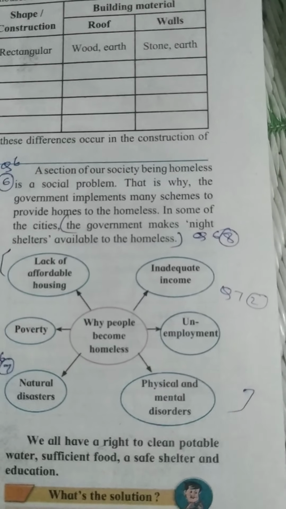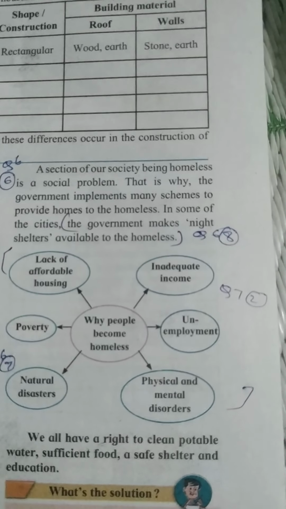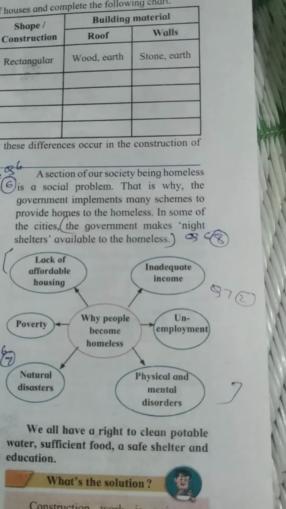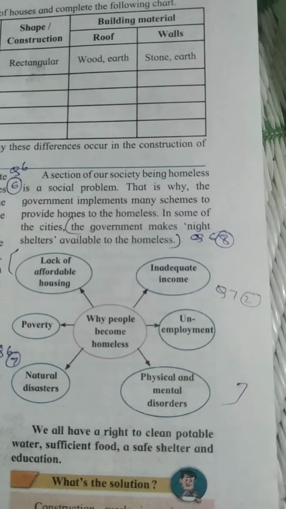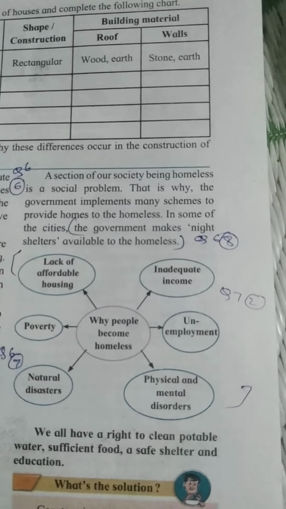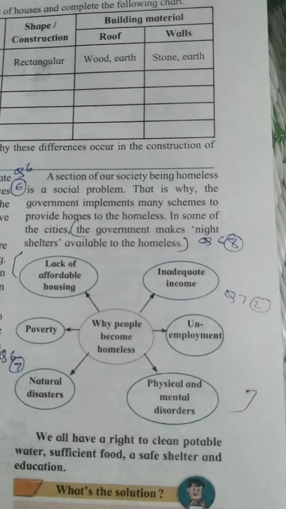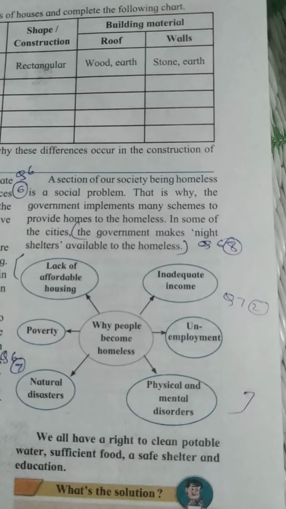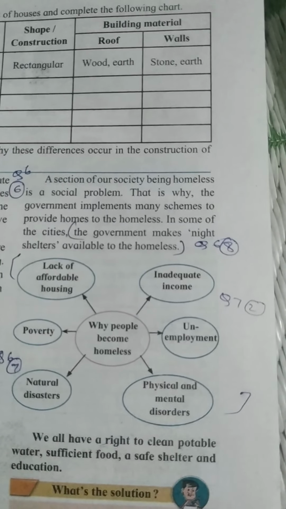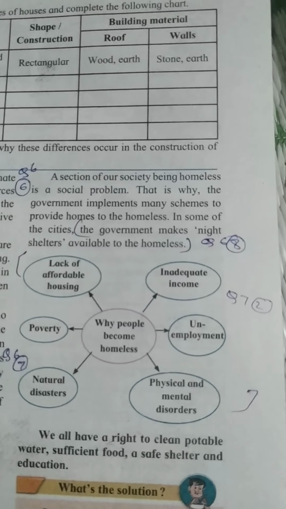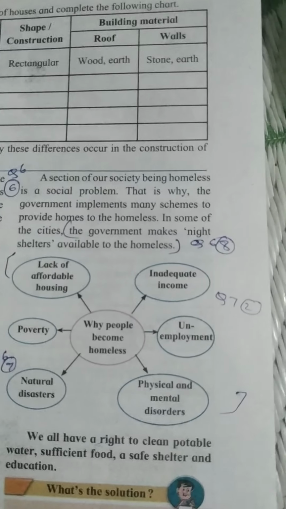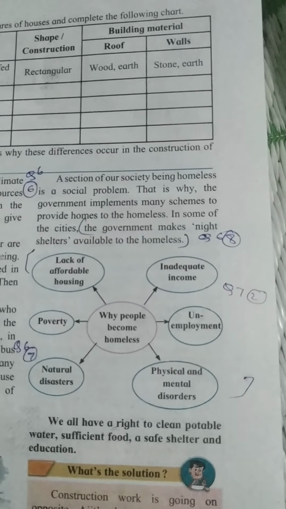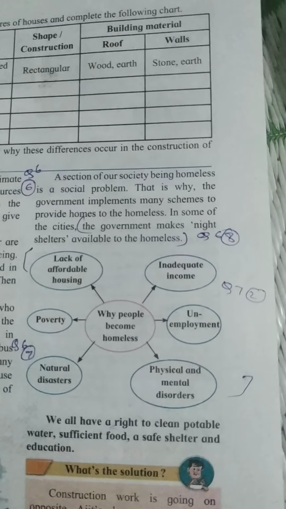Being homeless is a social problem. That is why the government implements many schemes to provide homes to the homeless. The government has implemented many schemes for such people, to get them shelters and provide homes for those who do not have one. In some cities the government makes night shelters available to the homeless, and in some cities the government has started night homes, where at night time they may take shelter and rest, which is provided by the government.